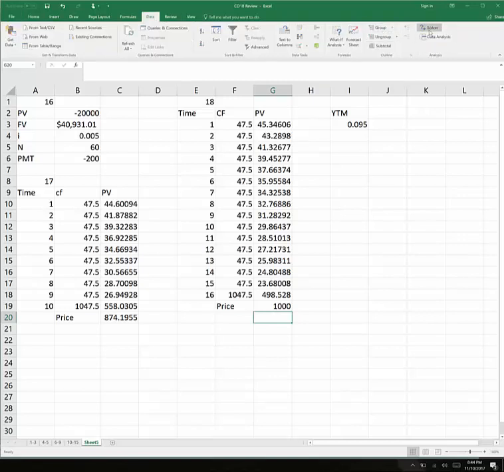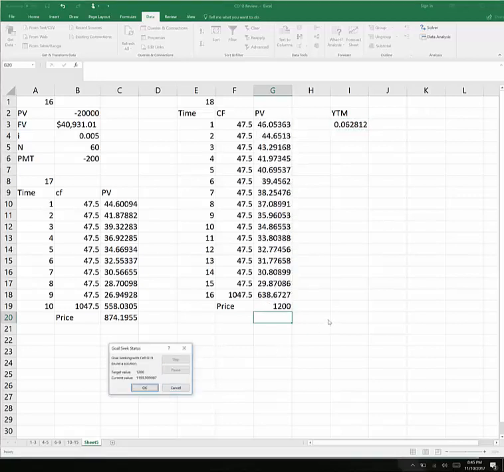So to find the yield to maturity, let's use what-if analysis. We'll use goal-seek. And we're going to tell it to set the price equal to 1,200 by changing the discount rate. And we end up with 6.28%, which is the correct yield to maturity.